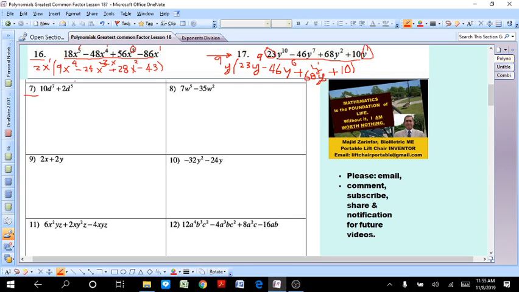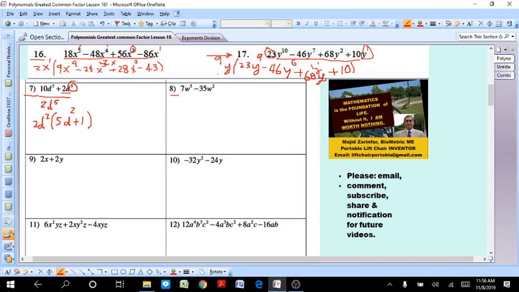Number 7, d to the 5th is my smaller degree. So I have to divide everything by d to the 5th, and 2 is my common factor. So I can divide everything by 2d to the 5th. Okay? So what do we have here? We have 2d to the 5th. We're going to pull that out. Right? 10 divided by 2 is 5. 7 minus 5 is 2. d to the 2nd. And then this becomes plus 1. Okay, because 2d to the 5th divided by 2d to the 5th goes to 1.